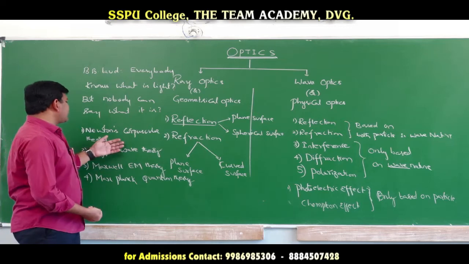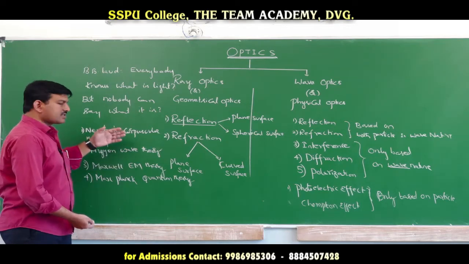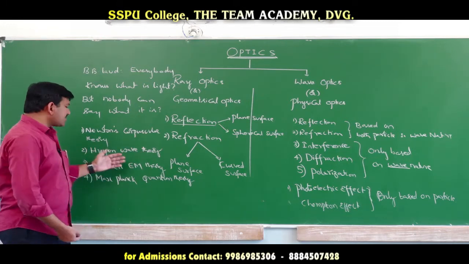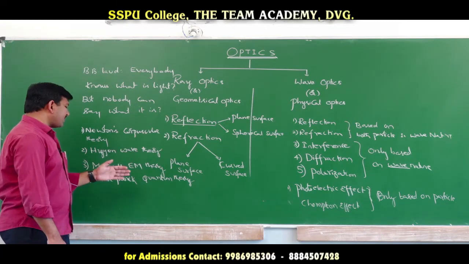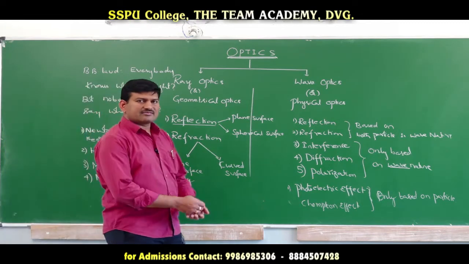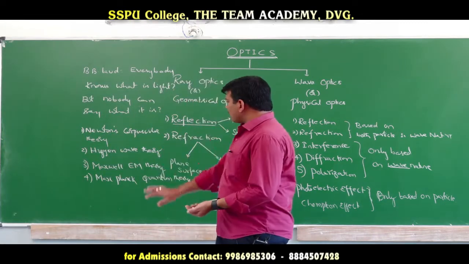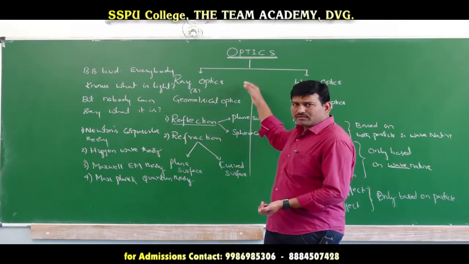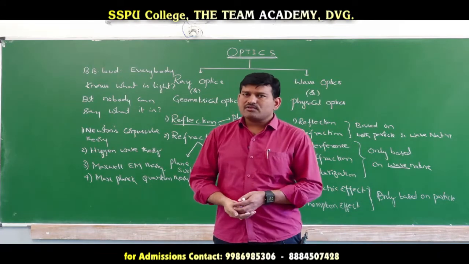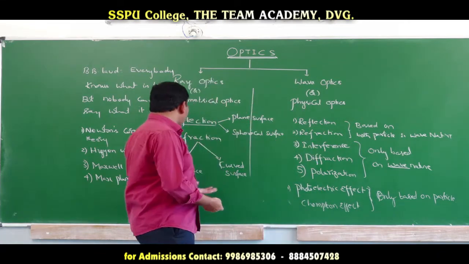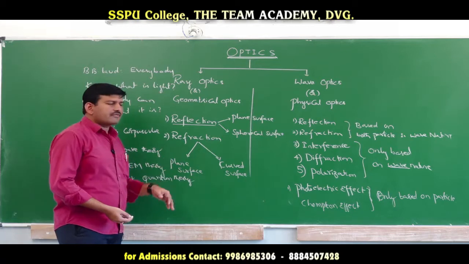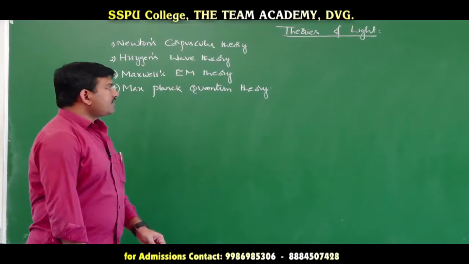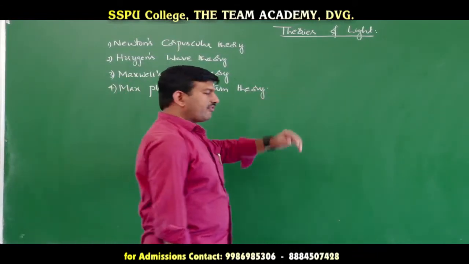We will study in detail about each and every theory. What is Newton's corpuscular theory? What are the hypotheses of Huygens wave theory, Maxwell's electromagnetic theory, and Max Planck quantum theory? Actually, regarding these theories of light, we have to study after ray optics and before wave optics in our textbook. But instead of studying in the middle, let us understand these theories first, then we will study ray optics and wave optics. Is it clear?